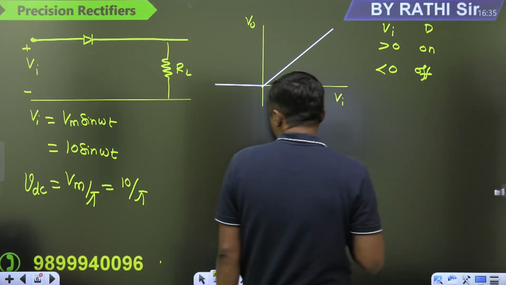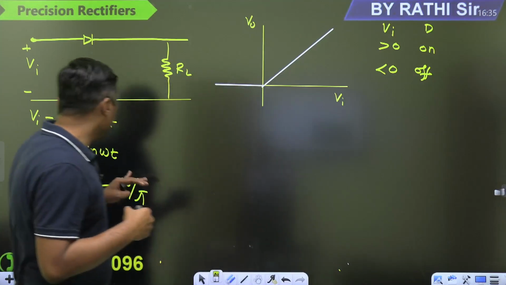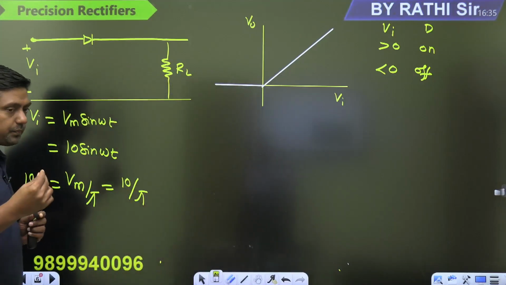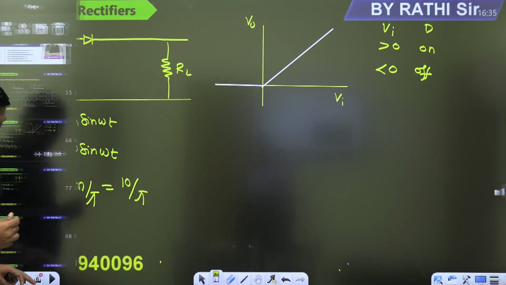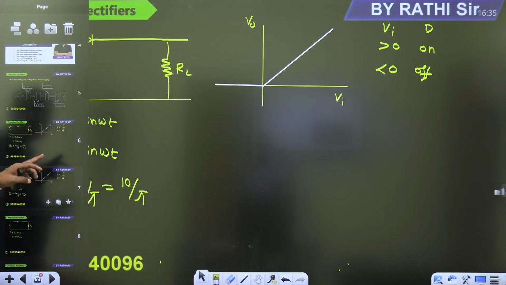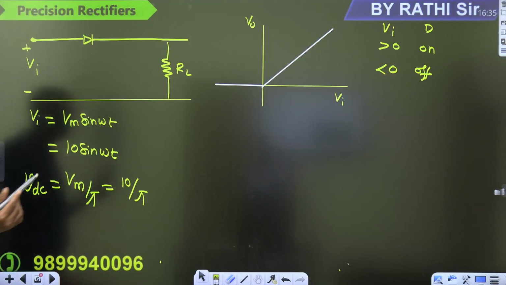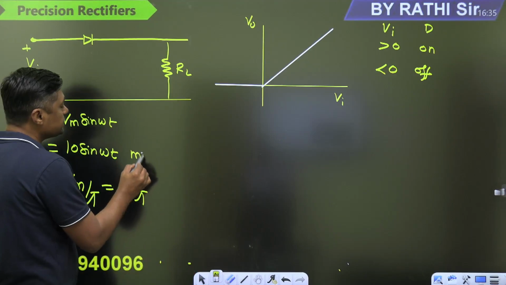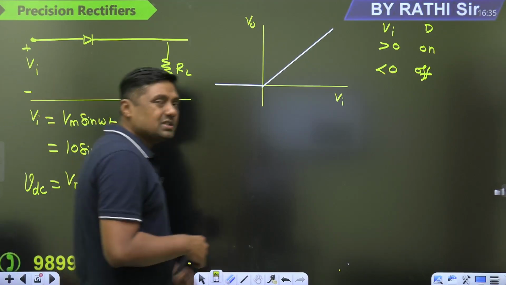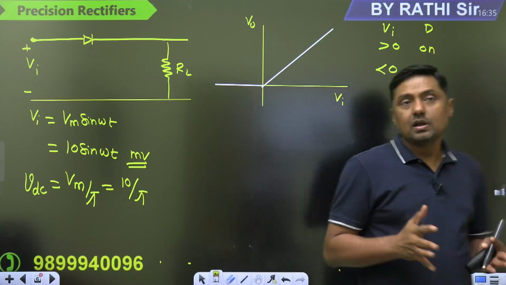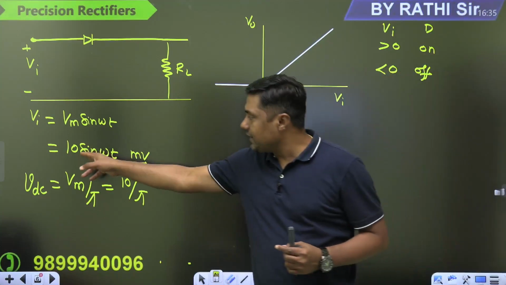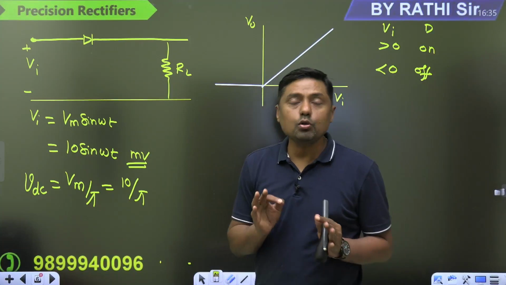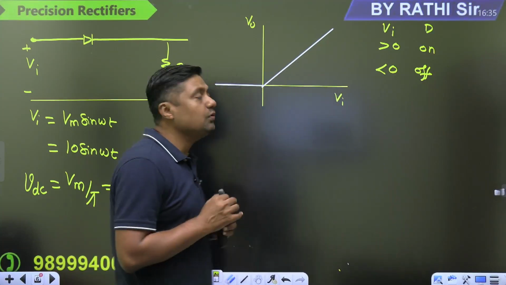Now, we are getting the DC value 10 by pi here. But this is applicable for volts. Suppose the unit here is millivolt. Now what is the highest value here? The highest value of the input signal is only 10 millivolt.